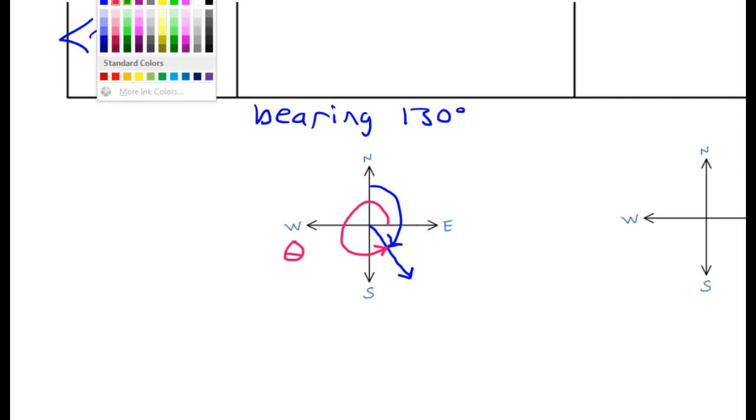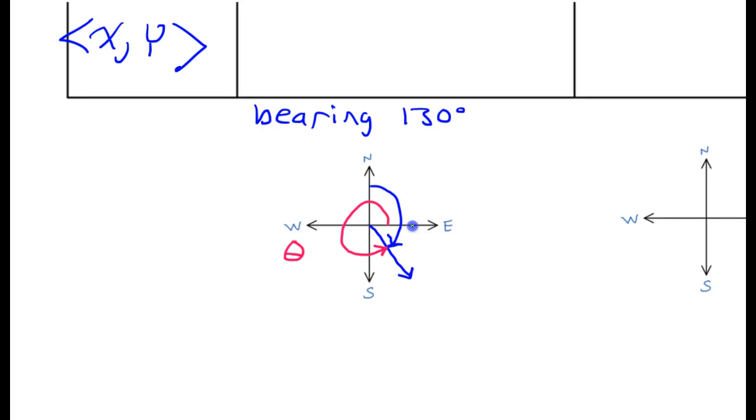Let's figure out what the reference angle is right here. Hopefully you can see that this reference angle should be the 130 degrees that we got from the bearing minus the 90 degrees that we started with. Because 90 degrees plus the reference angle is the total 130. So this turns out to be 40 degrees. And again, I just found that by doing 130 minus 90. So we found the reference angle.